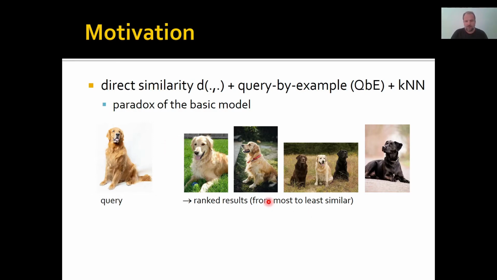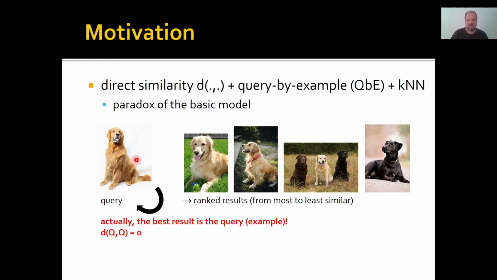But do you see the paradox? Actually, we are searching for something that is as close to the query as possible, but actually that's the query itself. So the best result we already have before we start the query. That's the query example. Of course, this is not so simple because we are using KNN search and the query by example, and we find it useful.